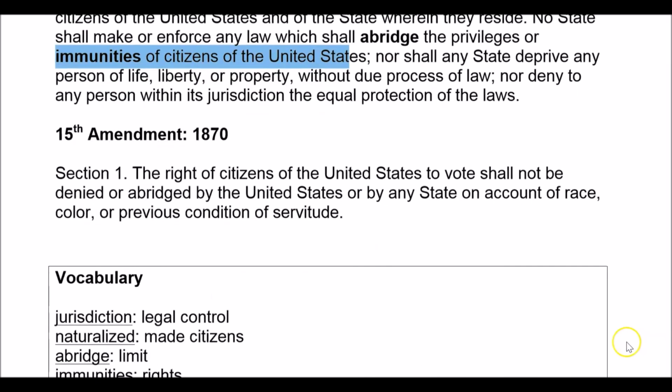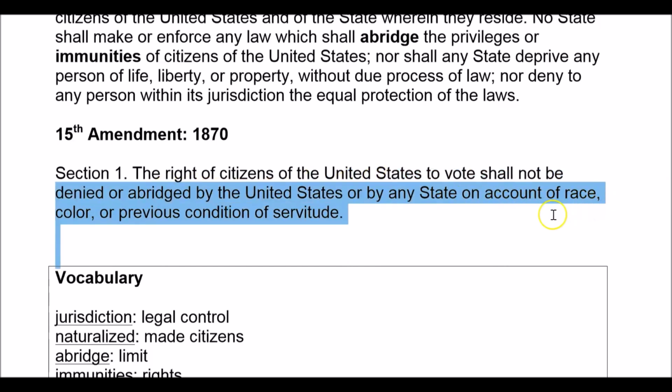Now let's take a look at the 15th Amendment. The 15th Amendment has to do with voting rights. It specifically mentions that the right to vote shall not be denied or abridged, which means limited, by the United States or any state on account of race, color, or previous condition of servitude. So a freed person would have the right to vote, regardless of their race, according to the 15th Amendment.